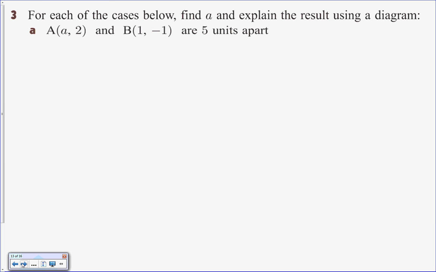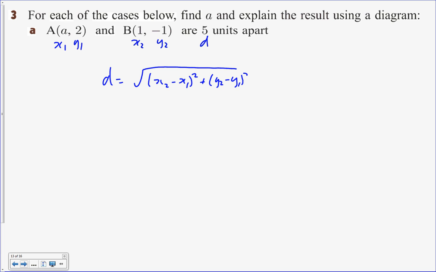For each of these cases below, find A and explain the result using a diagram. So in these questions here, we need to work out our facts again, but we're going to do our formula slightly differently. So that's going to be x1, y1. That's going to be x2, y2. That one there is D. So we have D equals square root x2 take x1 squared plus y2 take y1 squared. So that's the same bit. This time, instead of trying to find D, we've already got it. So that's going to be 5.